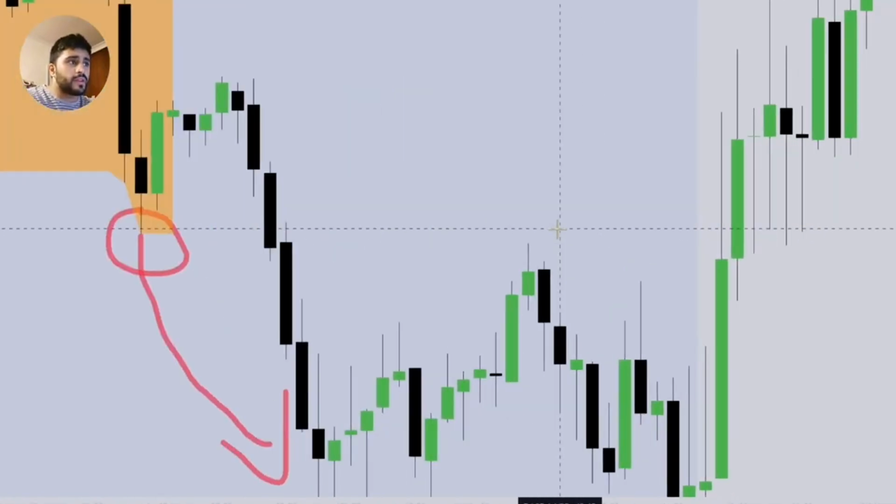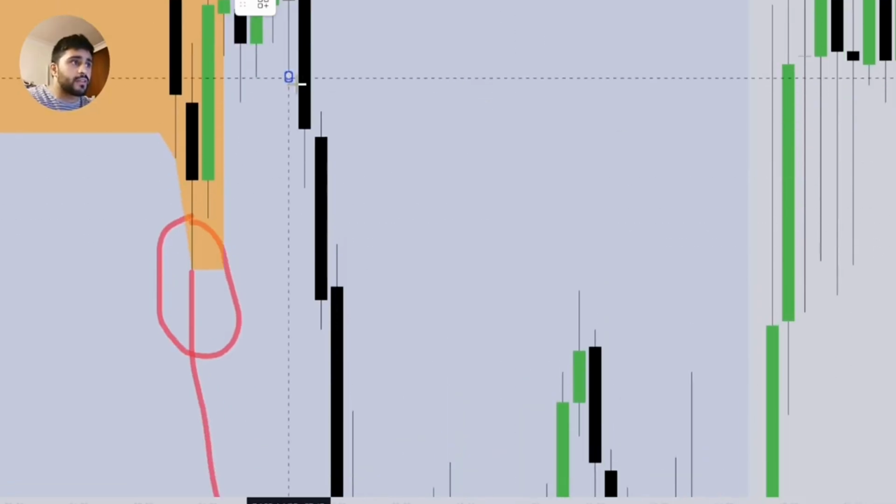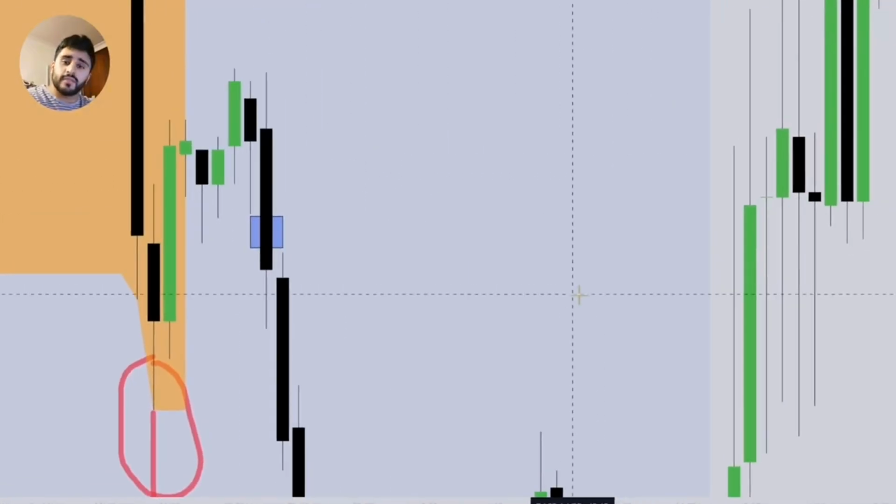The next thing we're looking for is a 15-minute fair value gap. So how does this actually work? Notice how price leaves a fair value gap over here. So this is the fair value gap. I'm going to label it in blue. That is the FVG, that is the fair value gap.